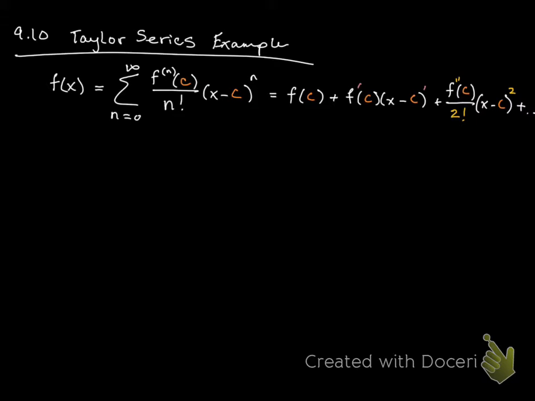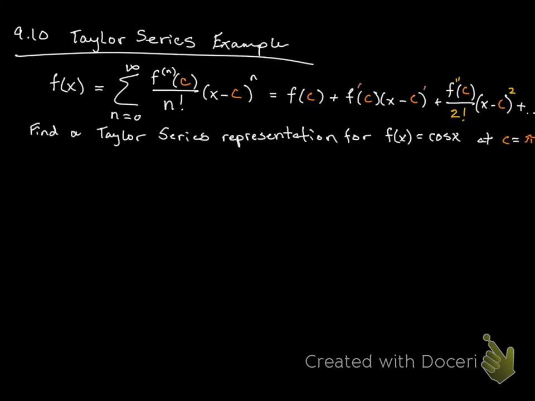And the example I want to do here is with cosine of x. I'm going to find a Taylor series representation for cosine of x where the center is pi. All right, so this will be the only example that I do. Again, it's not really any different than finding a Maclaurin series. It's just that now I'm plugging in something other than 0. I go through the same type of process.